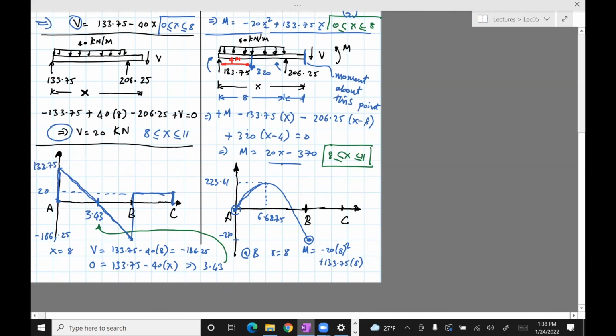You need to use this equation for the part from B to C. So we put x equals 8. It'll actually come out to be the same as I've drawn here. Then I put x equals 11. If I put x equals 11, you should get, so 11 times 20 is 220 minus 370, that's minus 150.